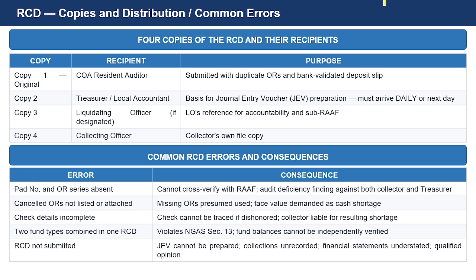The most common error: an absent PAD number means the report cannot be cross-verified, a deficiency finding against both the collector and the treasurer. Late submission means the journal entry voucher cannot be prepared on schedule, and the financial statements become understated. Next slide.